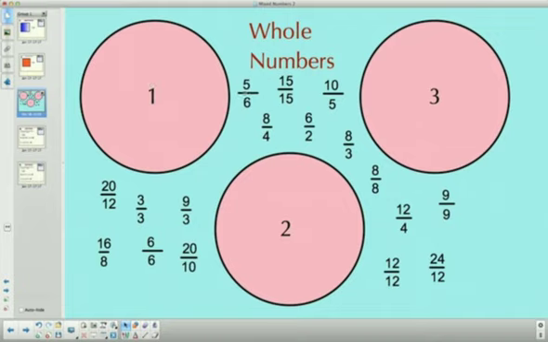So if I take the fraction 5/6 and drag it onto the circle that says 1, it jumped back to where it started because it's not equivalent to 1. But if I take the fraction 15/15, which is equivalent to 1, and drop it on, it will stay in place because it is equivalent to 1.